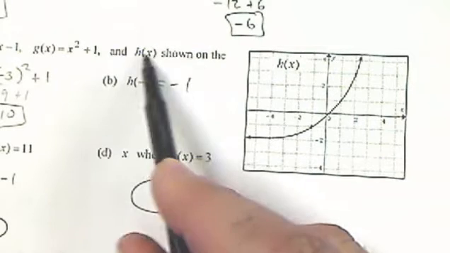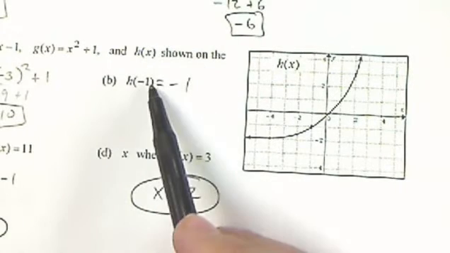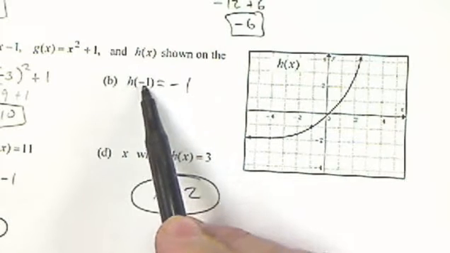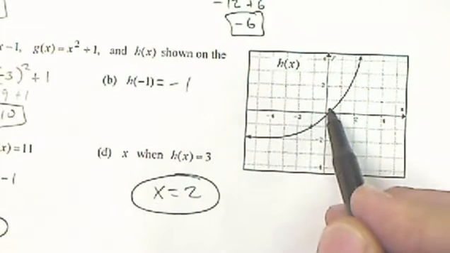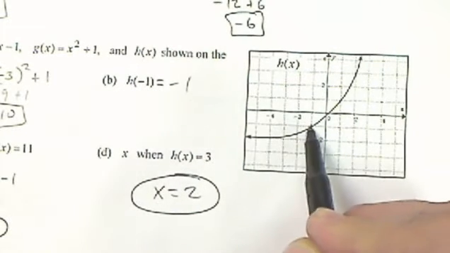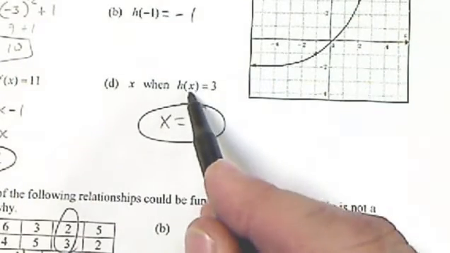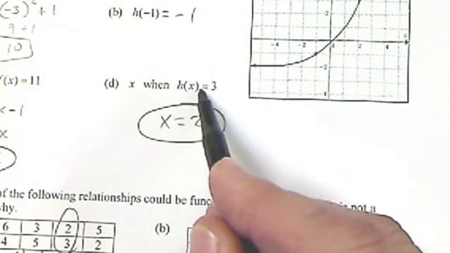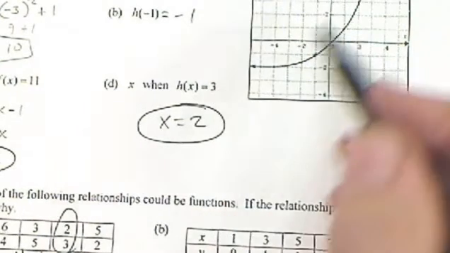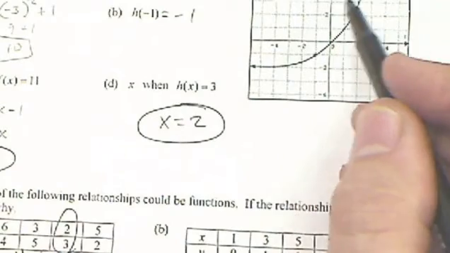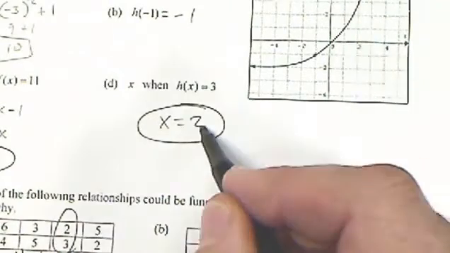H of x is this graph. So h of negative 1 means my negative 1 is my x. So negative 1 for x means y is also negative 1. H of x is 3. So h of x is 3, so that means my y is 3. So I look for y being 3 on the graph, x is 2.